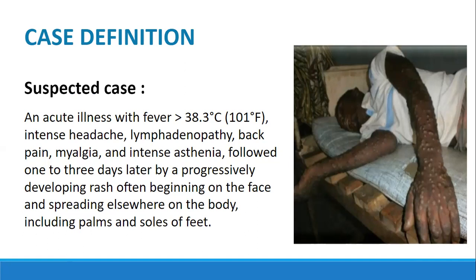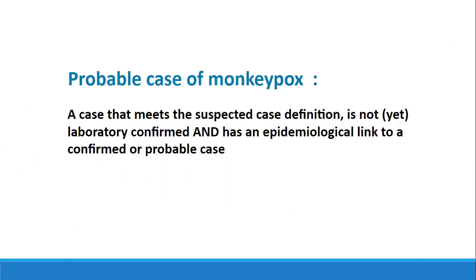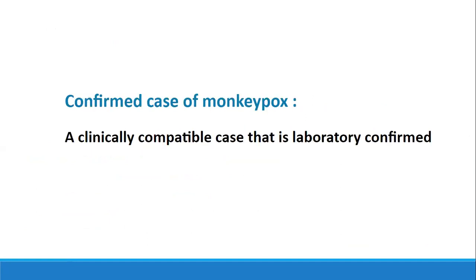Then, a probable case of monkeypox is a case that meets the suspected case definition, is not yet laboratory confirmed, and has an epidemiological link to a confirmed or probable case. So, a confirmed case of monkeypox: a clinically compatible case that is laboratory confirmed is considered a confirmed case of monkeypox as per WHO guidelines.